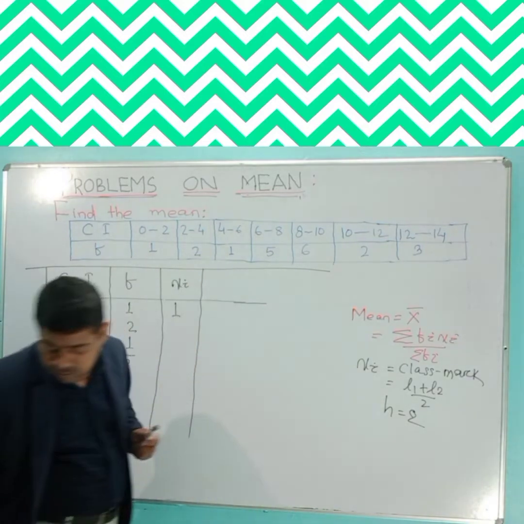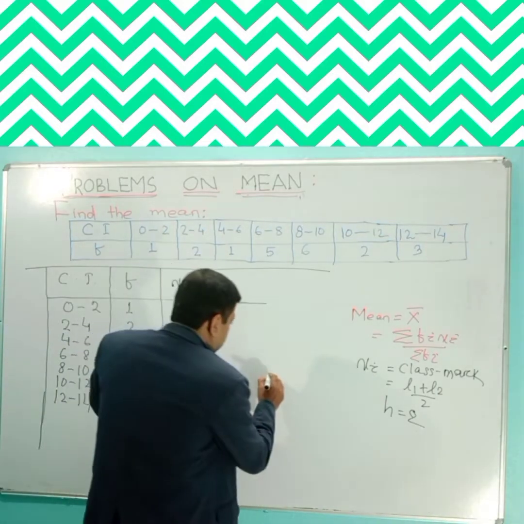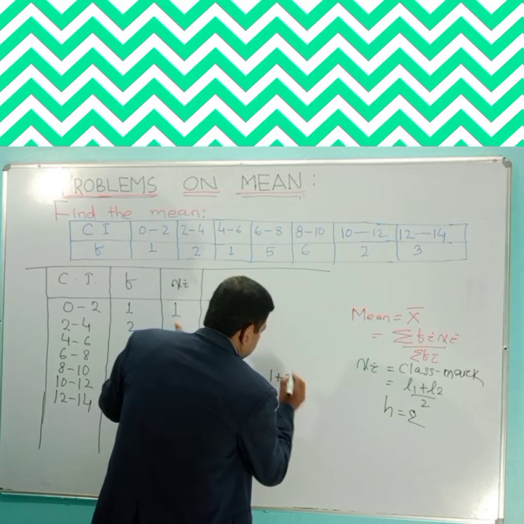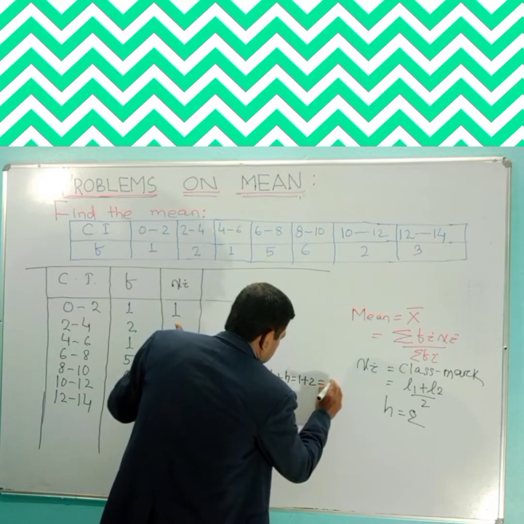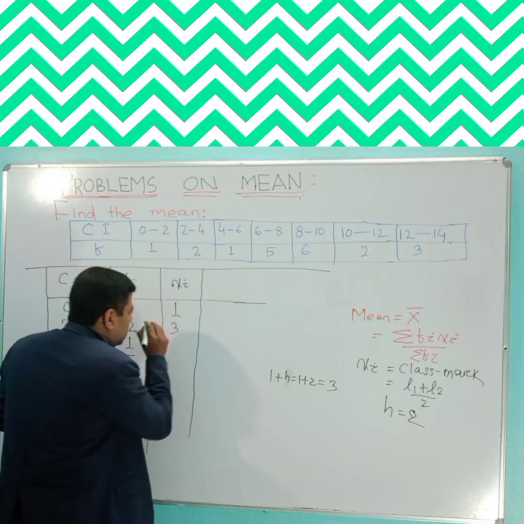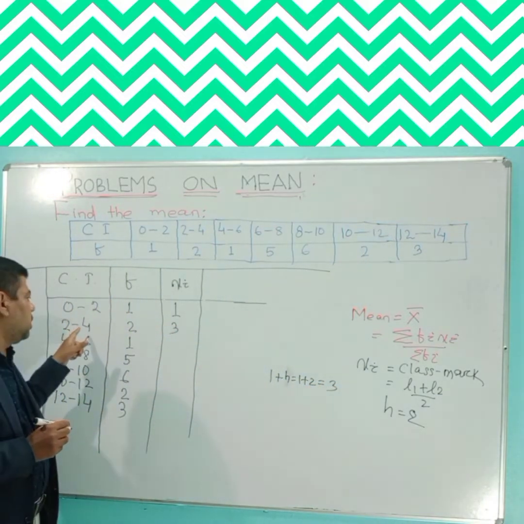Here the class size is 2. So if you are adding the class size, 1 plus 2 is equal to 3, and this is the class mark of the second class interval. And you see it is coming.